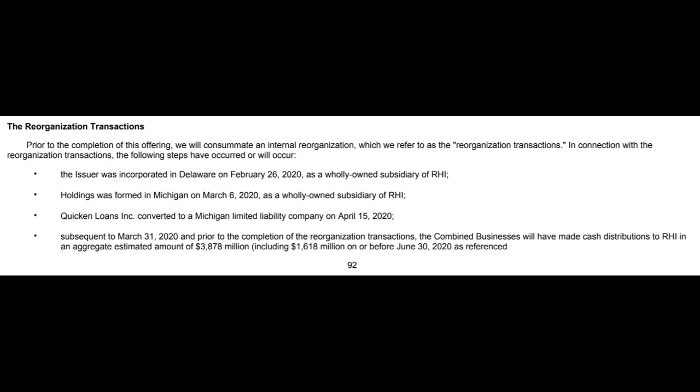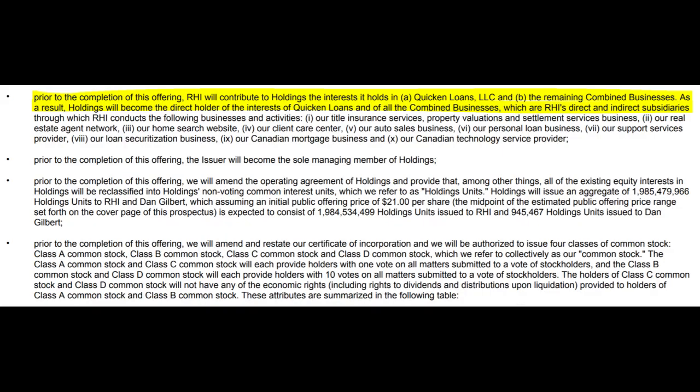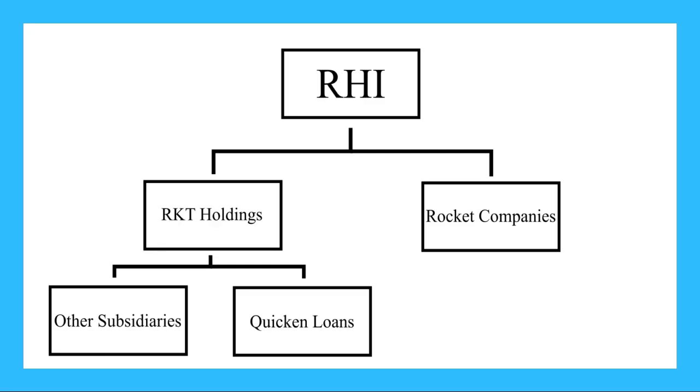Well, as we move down the filing, we can see that there are several changes that are going to be made prior to the IPO. The first thing they did was create Rocket Companies, which is the public company, as a subsidiary of RHI. And they also created a separate holdings company as another subsidiary of RHI. So now we have a parent company and 4 separate subsidiaries. Then what they did was shuffle Quicken Loans along with most of the other subsidiaries under the new holdings company, so that there's sort of a 3-tier structure with RHI in control of holdings, which is in control of Quicken Loans and the other subsidiaries. And then Rocket Companies is controlled separately by RHI.